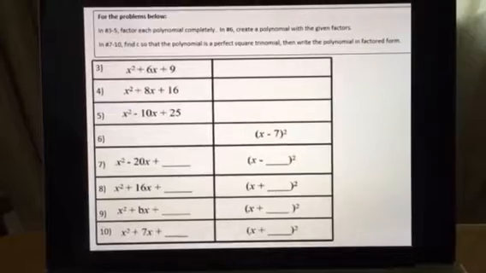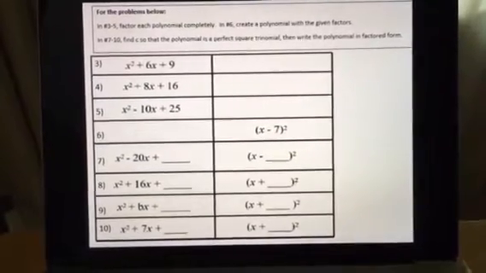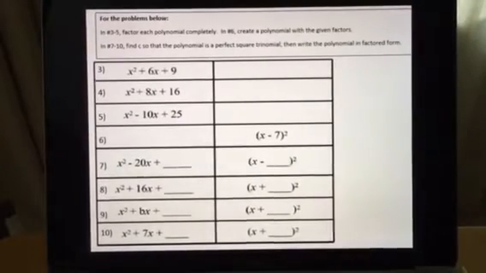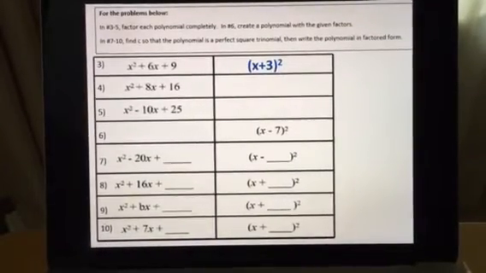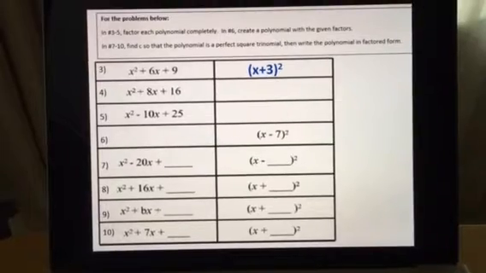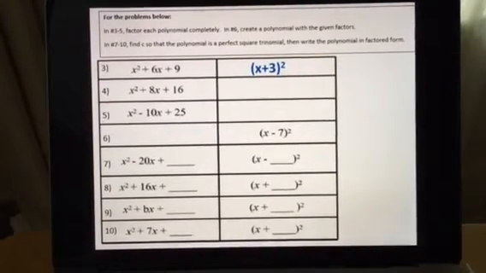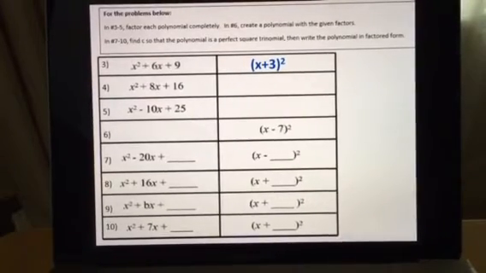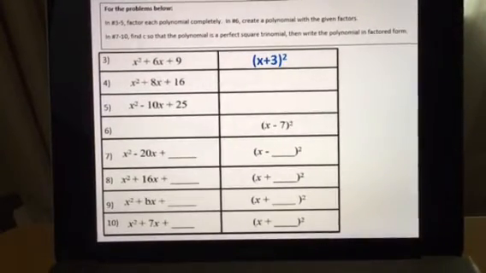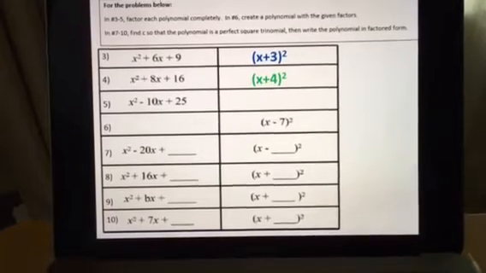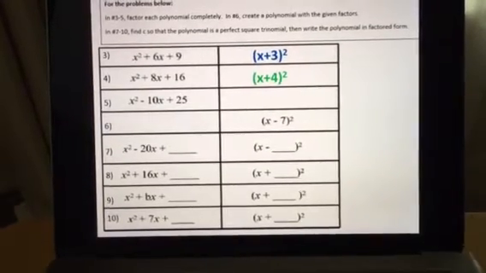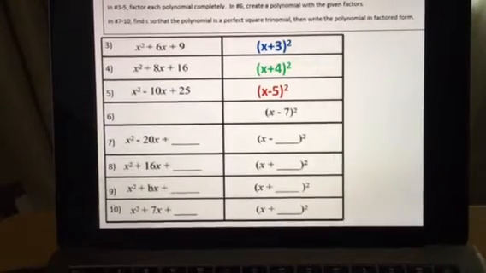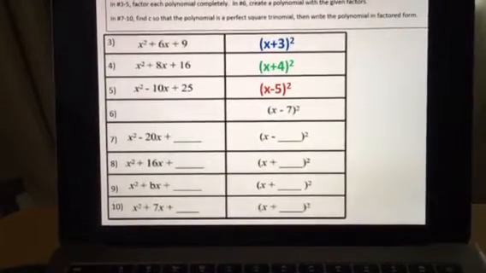In problems 3 through 5, we're going to factor each polynomial completely. Let's start with the first. x squared plus 6x plus 9 factors to x plus 3 quantity squared. Okay, let's factor the next one. It is x plus 4 times x plus 4, or we can rewrite it as x plus 4, that quantity squared. You try number 5. Here we go. It's x minus 5, that quantity squared.